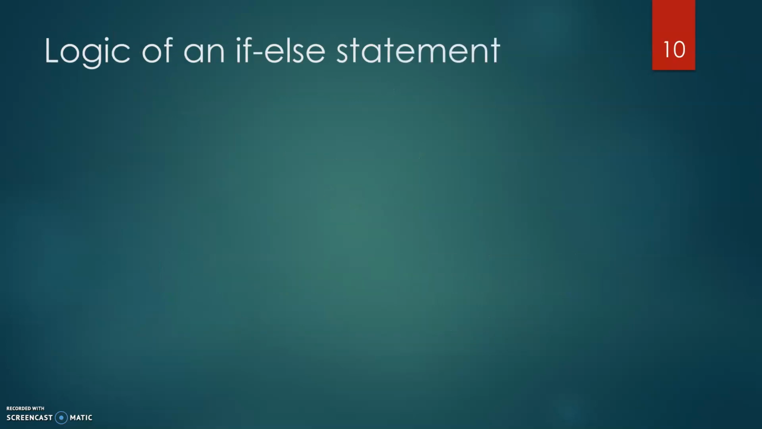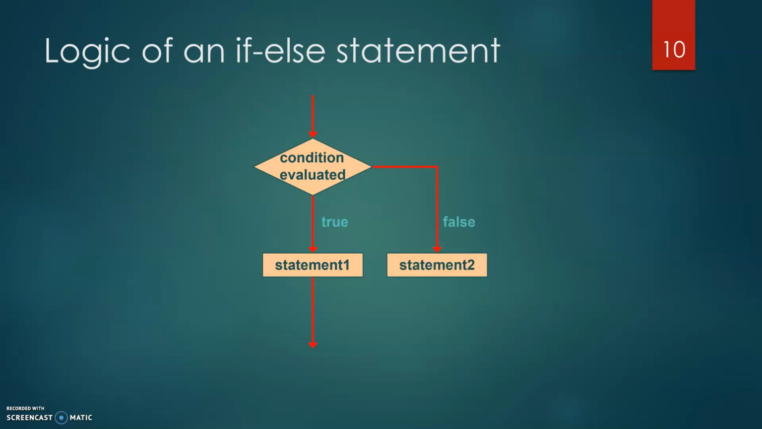And for those of you who are visual learners, here is a graphic to show you how this works. So we've got the condition to be evaluated. If it evaluates to true, then we act on statement 1 and move on. If it evaluates to false, we will execute statement 2 and then continue on with the rest of the program.